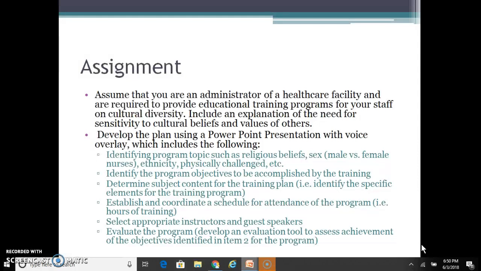And then finally, evaluate the program. So since you don't actually have to give the program, I want you to just develop an evaluation tool to assess achievement of the objectives identified in Item 2 for the program. Having an evaluation is always beneficial to figure out if we should do it the same way the next time or what changes need to be done for any kind of educational endeavor.